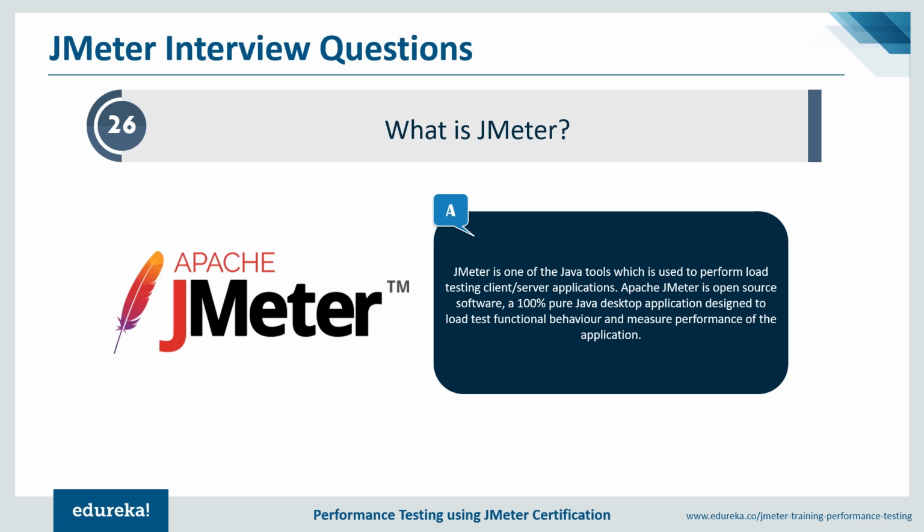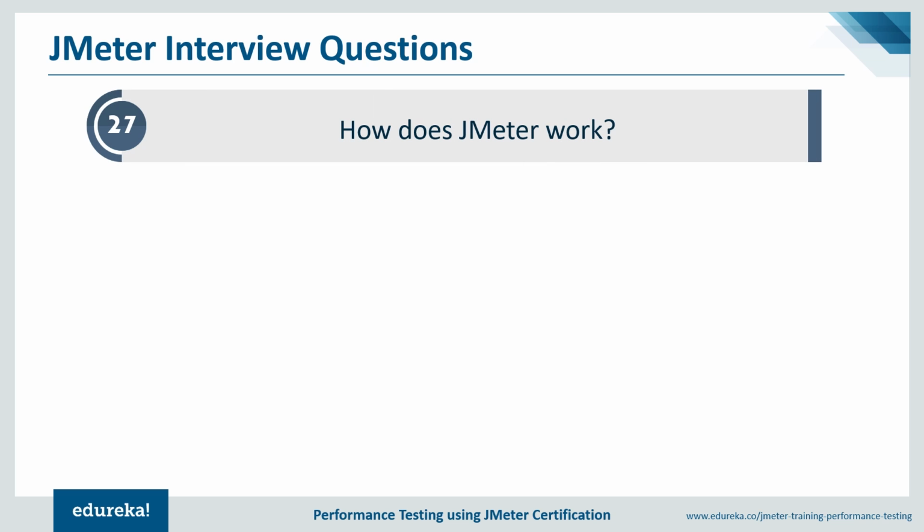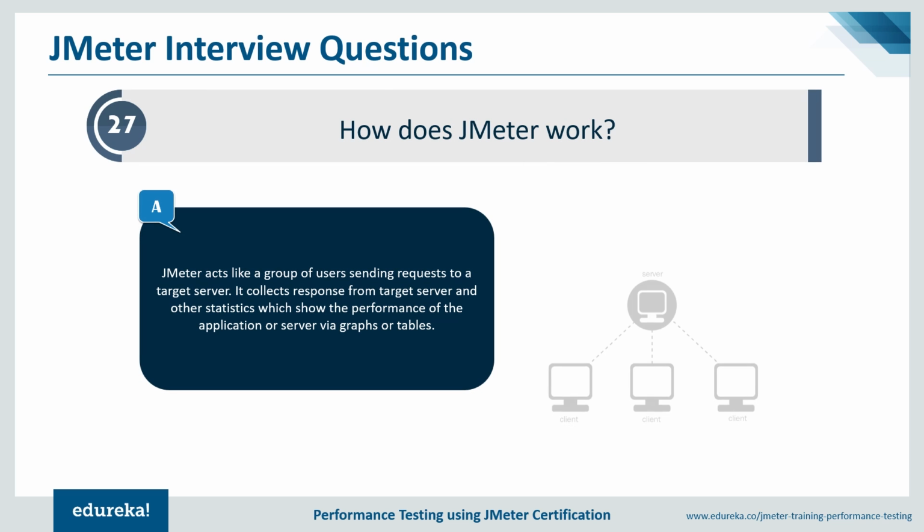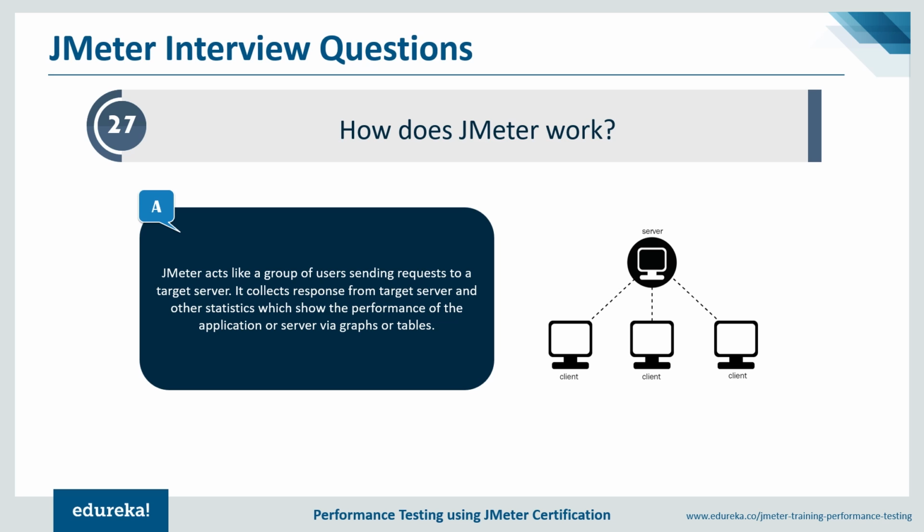You can also check out the JMeter tutorial in order to know more about the working of JMeter. Now the next question is, how does JMeter work? JMeter basically acts like a group of users sending requests to a target server. It collects responses from the target server and other statistics which show the performance of the application or server via graphs or tables. It provides you with a generalized report with lots of graphs, tables and trees which will give you a proper analysis report of your testing.